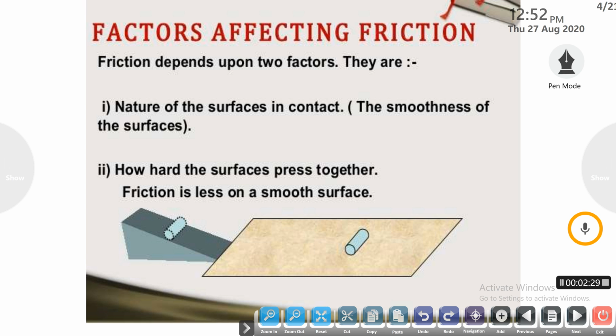If the weight of the object is very high, then the friction increases, and if the object is light in weight, then the friction decreases. Friction is less on a smooth surface as compared to a rough surface. So we can say that friction depends only on two factors: the nature of the surface, whether it is smooth or rough, and how hard the surfaces are pressed together.